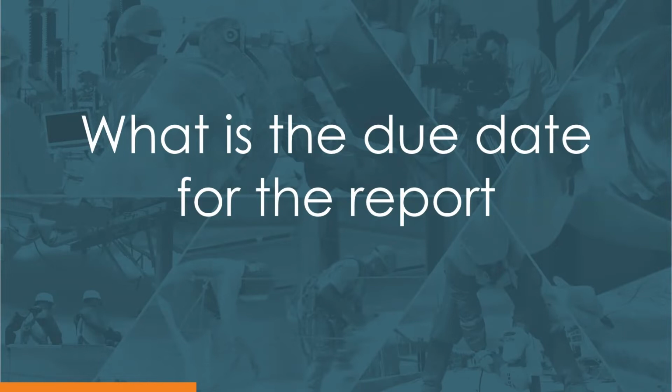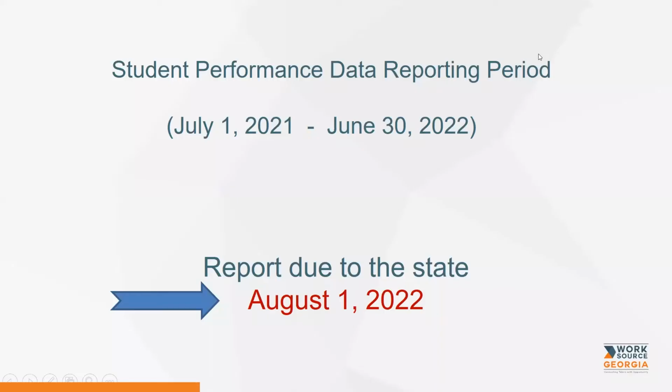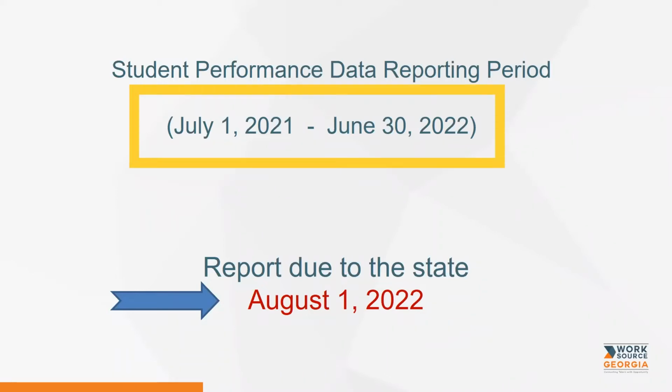What is the due date for the report? The reporting period for program 2021 will be July 1, 2021 till June 30th, 2022. This means for each program your institution has on the ETPL, you must report the student data on every person in the class, regardless if they are a WIOA participant or not.